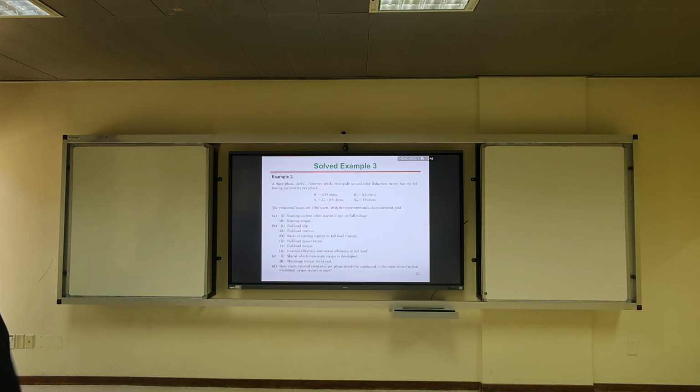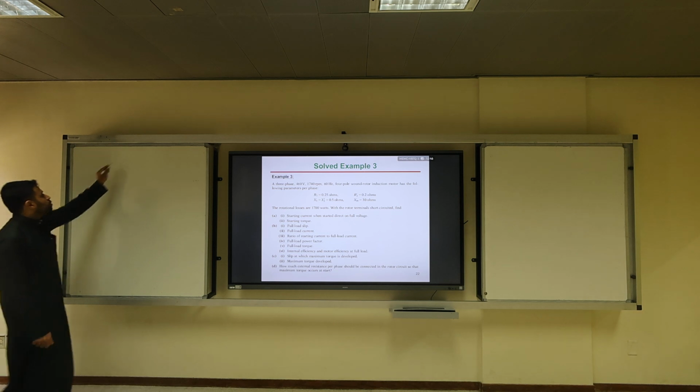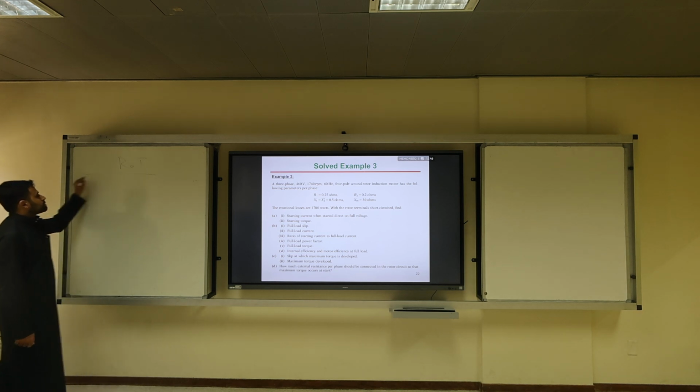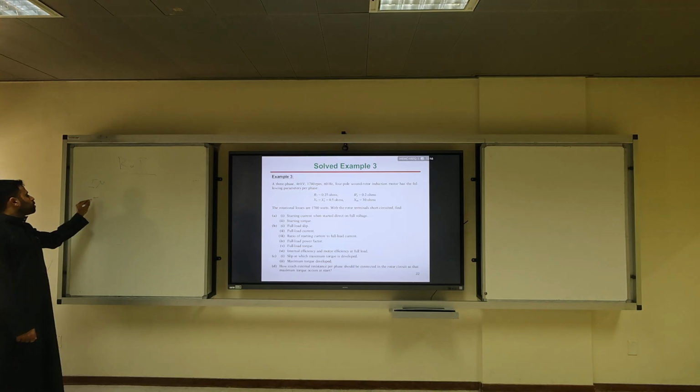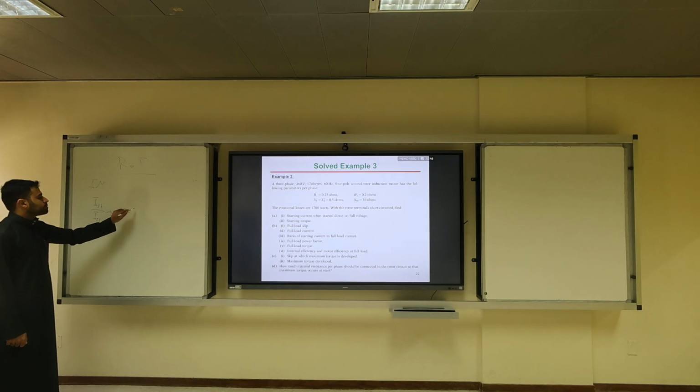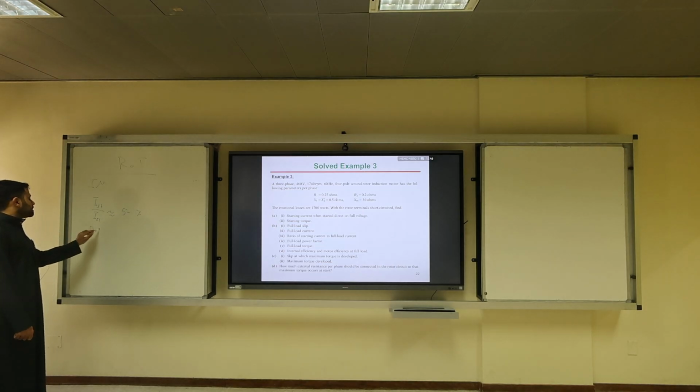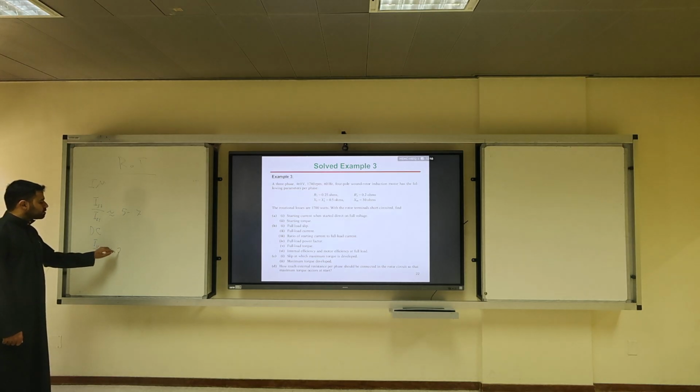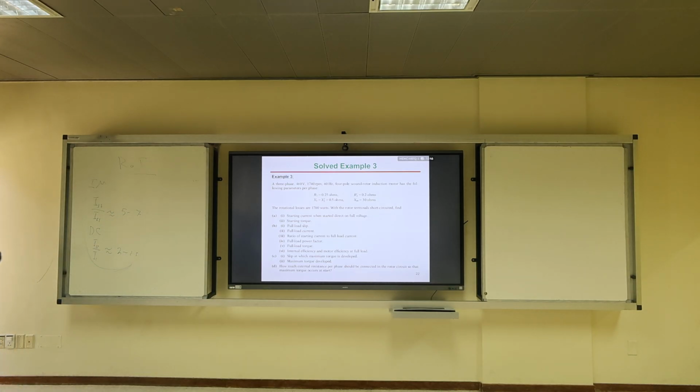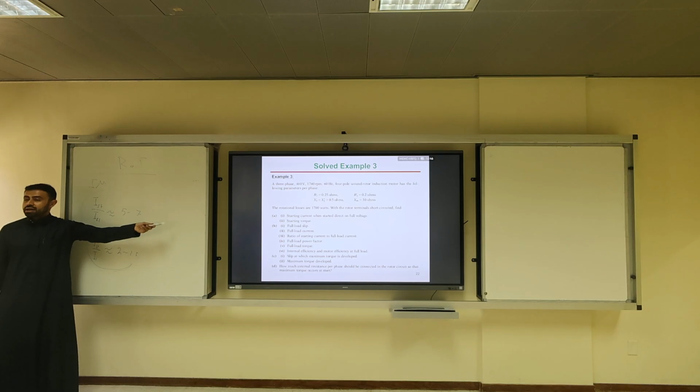So remember these numbers. They are not in the slides, but they are industry standards or rules of thumb. For IM, the ratio of starting current over full load current is roughly between 5 to 7. For DC machines, the ratio is roughly 2 to 2.5. So when you design your machine, if your starting current ratio is 10, that's a problem. Basically something is wrong in your design.